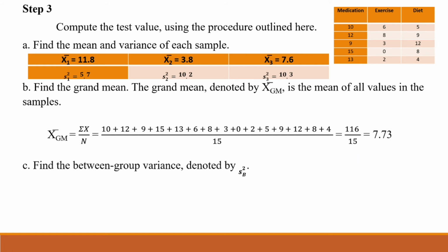So, for letter C, find the between group variance denoted by S squared sub B. So, yung formula natin para sa between group variance is the summation of total number of each group multiplied by x bar minus grand mean squared, divided by k minus 1.